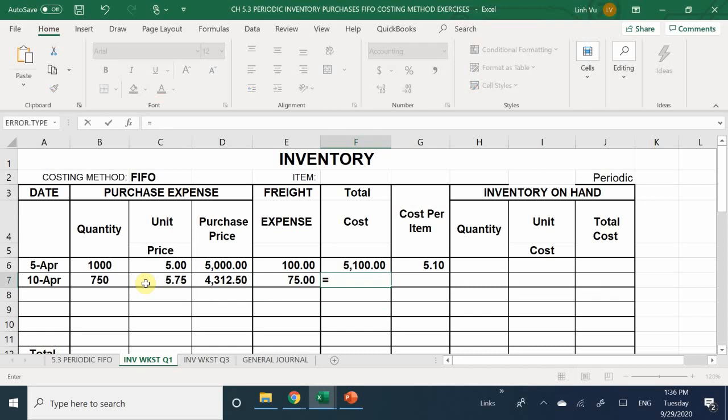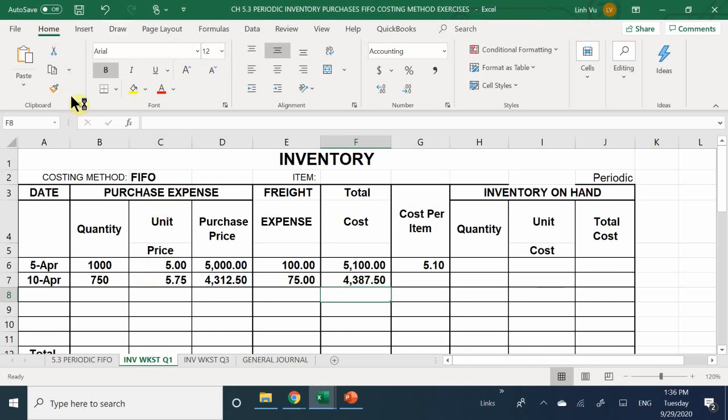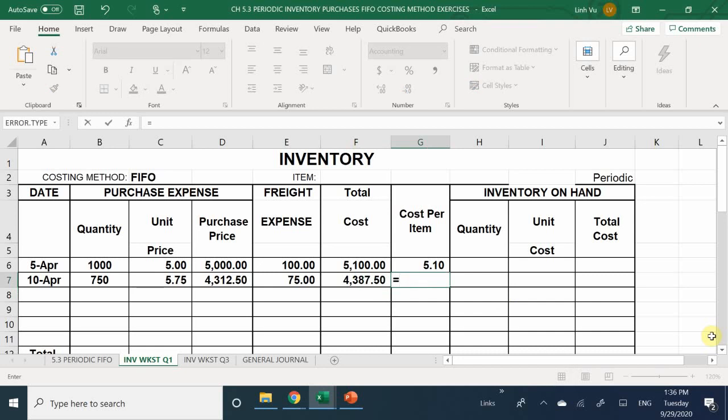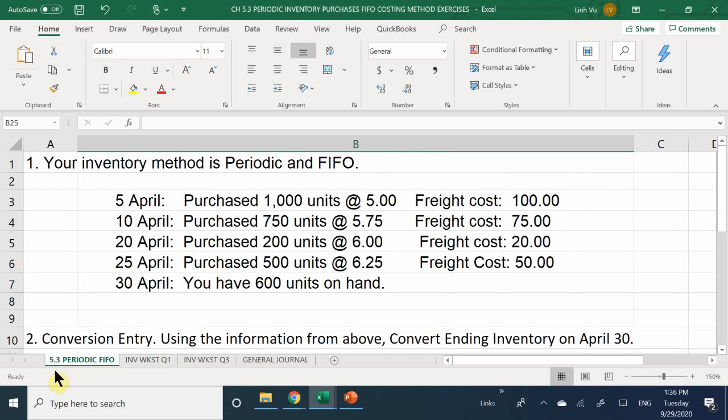All right, and then how do I solve for my total cost? Okay, so the $4,312.50 plus $75 is $4,387.50. All right, and how much is going to be my cost per item here? Okay, take the total cost and divide it by the 750, which is $5.85. $5.85 even. Okay, so good. All right, what happened next on April 20th?